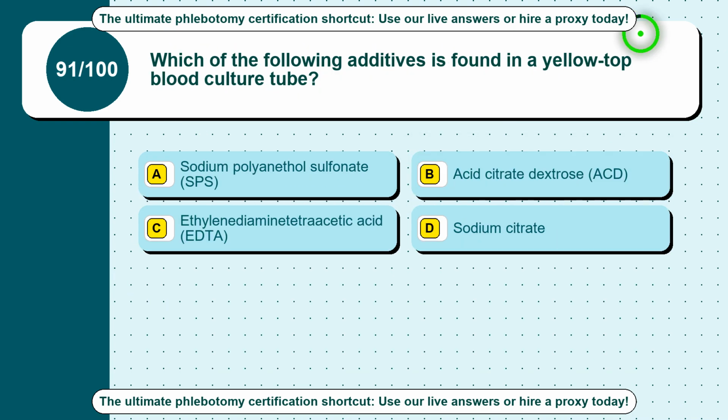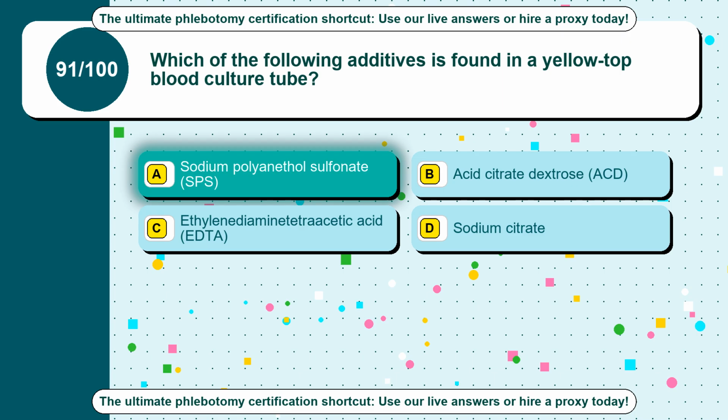Question 91. Which of the following additives is found in a yellow top blood culture tube? Option A. Sodium polyanethol sulfonate, SPS. Option B. Acid citrate dextrose, ACD. Option C. Ethylenediaminetetraacetic acid, EDTA. Option D. Sodium citrate. The correct answer is option A.